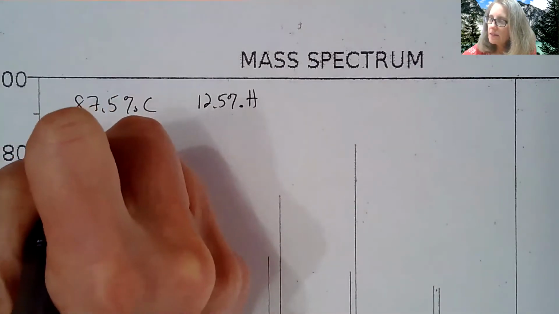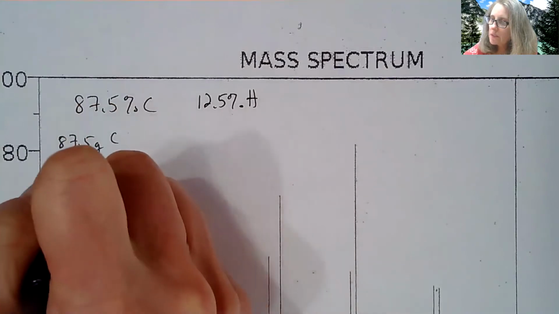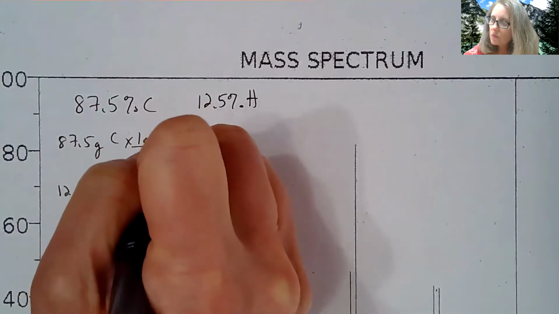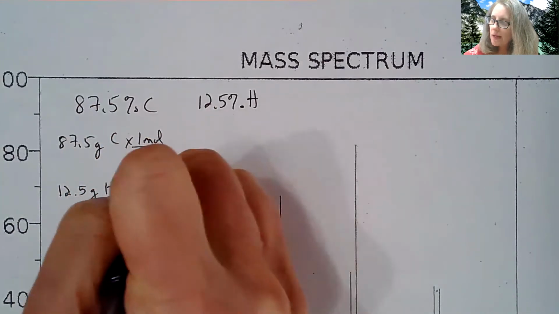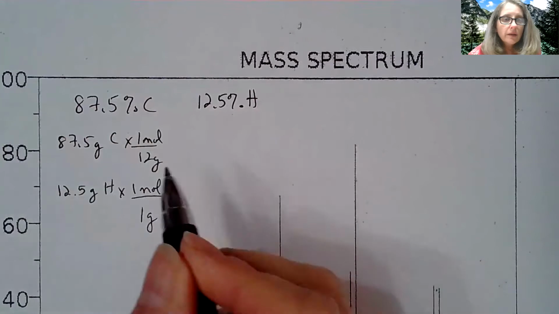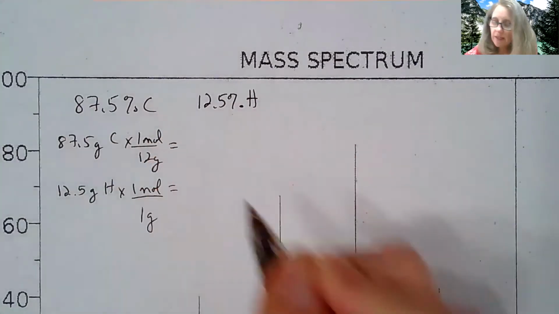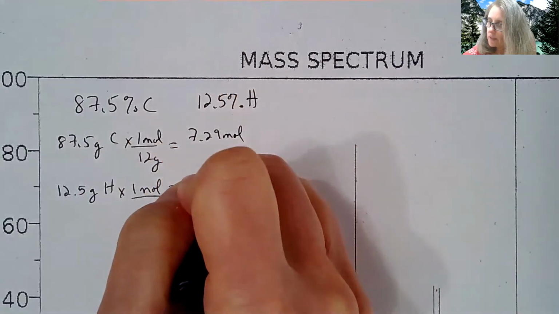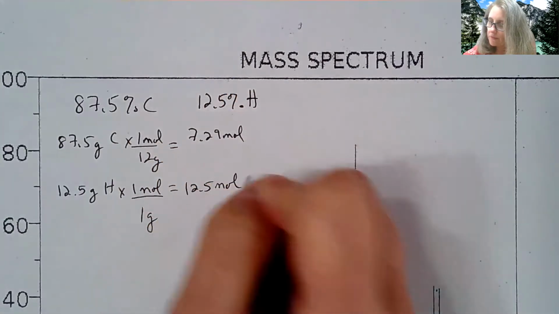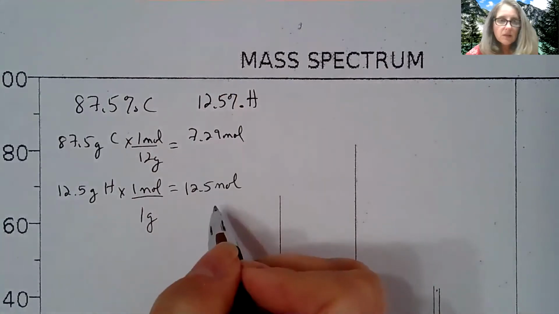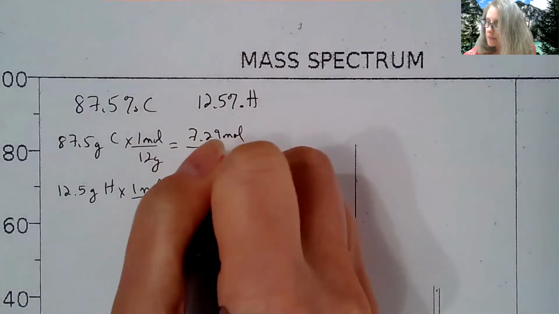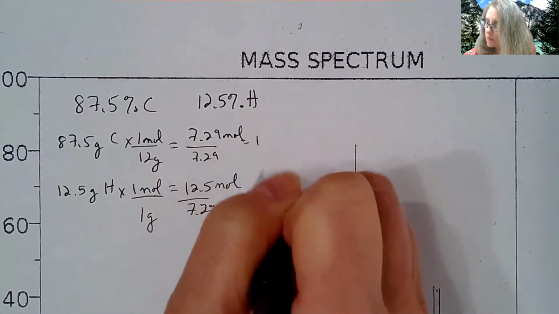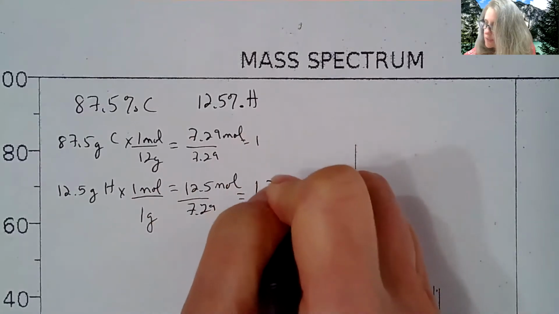So you take the 87.5 and change it to grams, and take the 12.5 and change that to grams. The second step is to divide each by its respective molar mass. Carbon is 12, hydrogen is 1, and we get this to moles. So we get 7.29 moles of carbon and 12.5 moles of hydrogen. We divide by the smallest of these two numbers. So 7.29 divided by 7.29 gives 1, and for hydrogen I get 1.71.